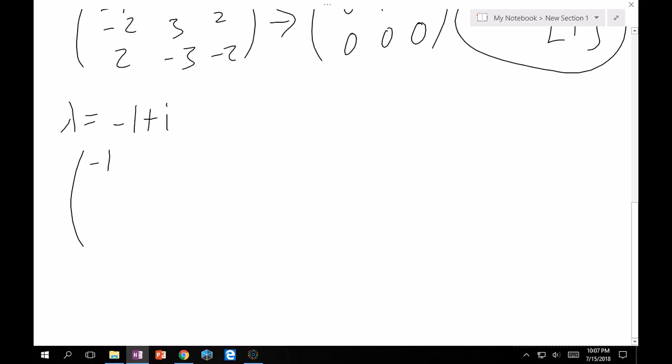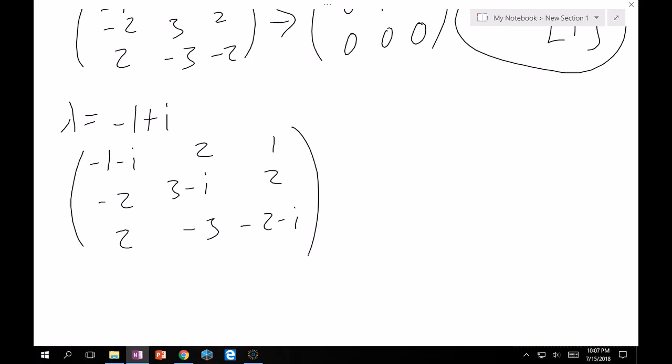It becomes minus 1 minus i, minus 2, 2, minus 3, minus 2 minus i, 2, 3 minus i, 2, 1. Now, row reduce this in a way that, look at this, the first column has the complex number in the first row, and then the second row has it in the second column, and the third row in the third column. As of right now, you have to multiply by complex conjugates in order to do anything, in order to have any chance of row reducing, right?